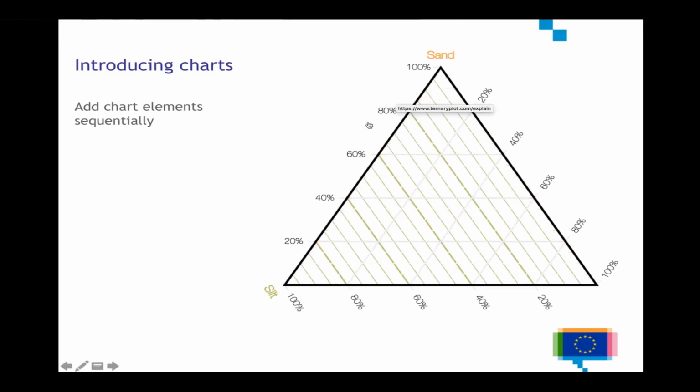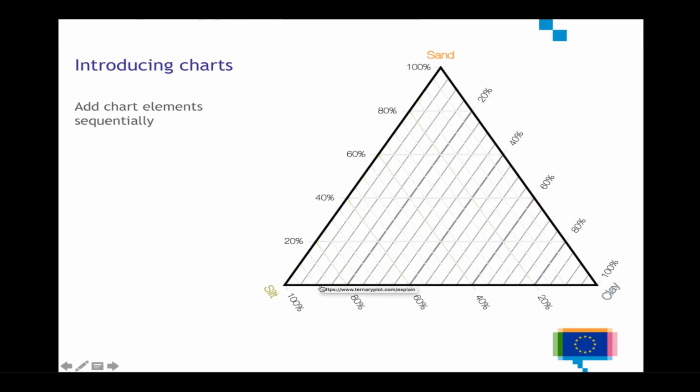The amount of silt in the soil is read on the next axis. So we should read those values on the bottom axis. And then finally we have clay, and these values should be read from the right axis.